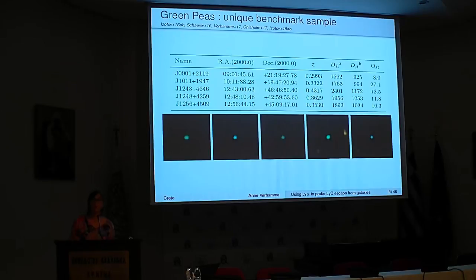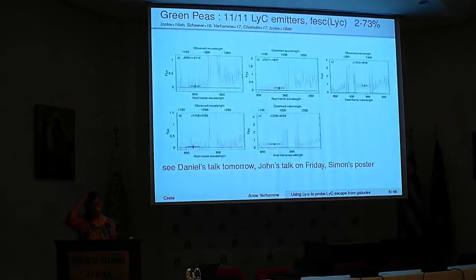And we observe them in Lyman continuum and in Lyman alpha. And the main result of these studies is that 11 out of the 11 galaxies that we observed are actually Lyman continuum leakers with escape fraction ranging from 2 to 73%. And I guess that this sample will be discussed in more detail in Daniel Stoke and John Stoke, and also check Simon's poster outside.